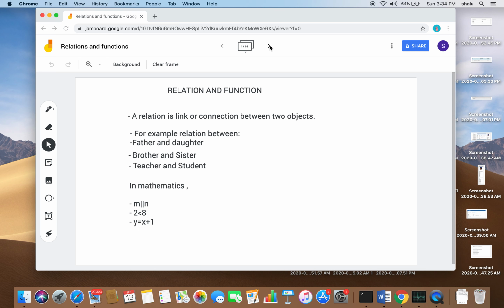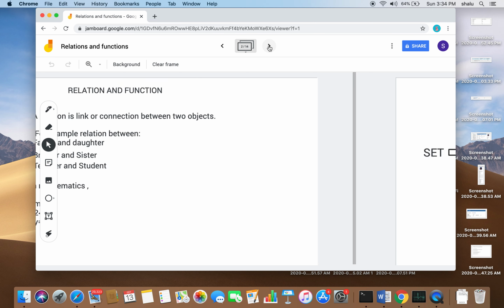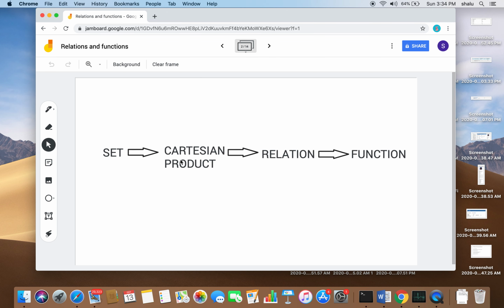Before we go more deep in relation, we must have knowledge of set, Cartesian product, relation, and then we finally go on to functions. So what is a set? We have already discussed this topic in our previous class. Let's recapitulate it. Set is a well-defined collection of objects. You remember? Yes, it's a well-defined collection of objects.